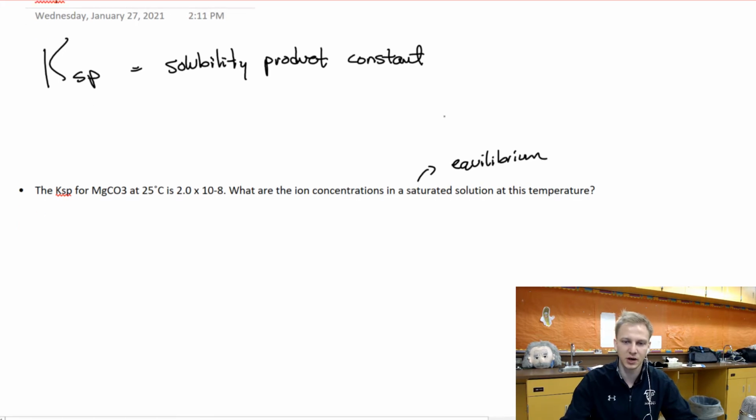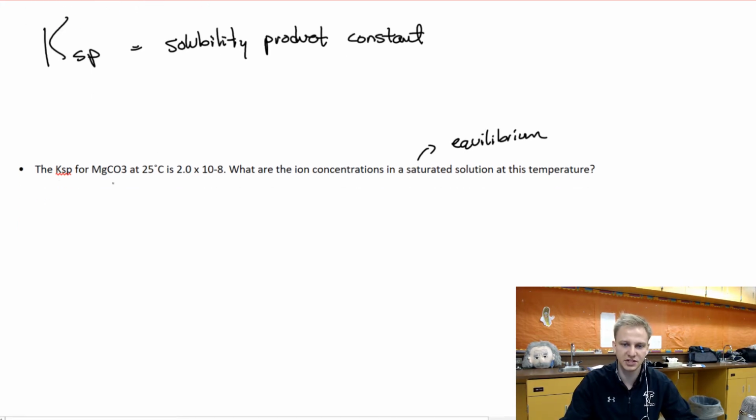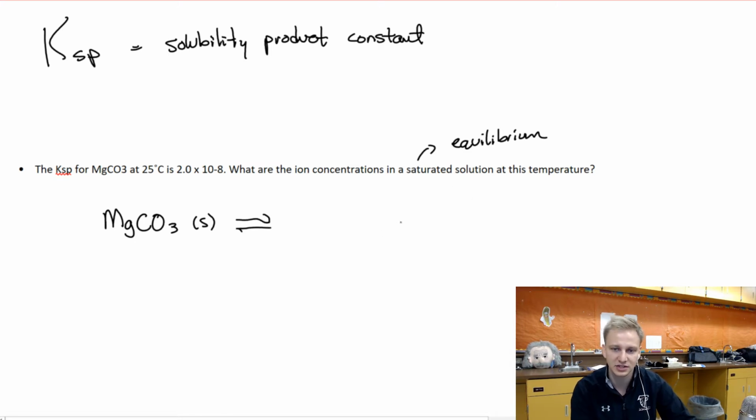And so typical questions that you'll get will look like this. The KSP for MgCO3 at 25 degrees Celsius is 2.0 times 10 to the minus 8. What are the ion concentrations in a saturated solution at this temperature? What you want to do with these questions is write a dissociation equation. So if we have MgCO3, which is a solid, we want to write the dissociation equation for when it dissolves. MgCO3 reacts to produce Mg2+ and CO3 2-.